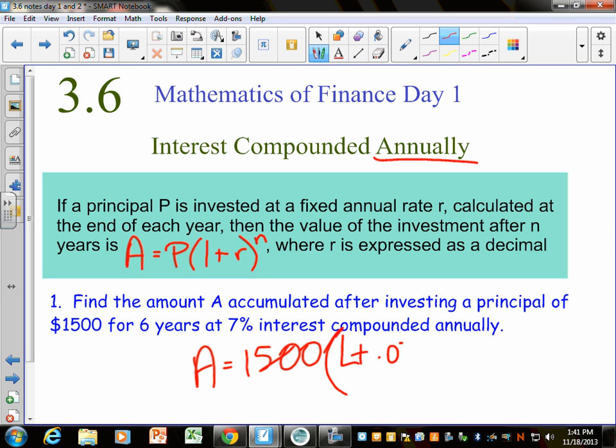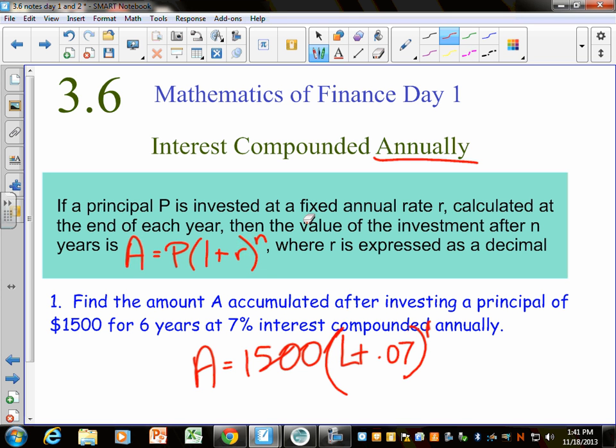Plus 0.07. I'll just go really slow. To the n power, with the number of years being 6. And honestly, when you do this on your test, I would like you to write out what you're typing in your calculator, but then you should just be able to type it in your calculator and tell me how much money you have.